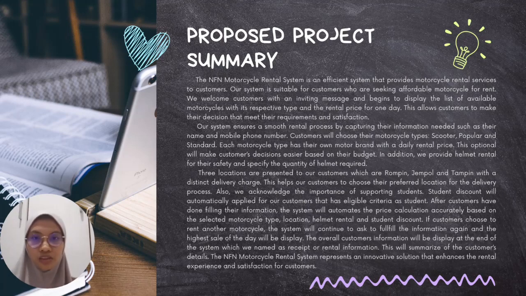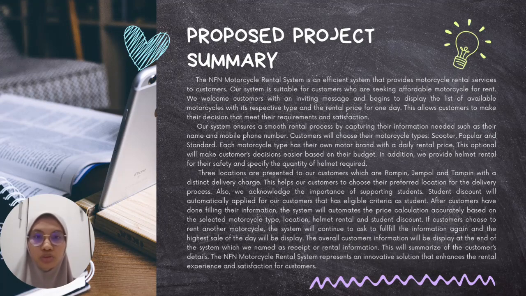Our system will capture our customers' information, such as their name and phone number. Then they will choose their motorcycle type, which has its own price. We also provide a helmet for their safety. The three locations we serve are Rompin, Jemput and Tampin, each with its own delivery charge.